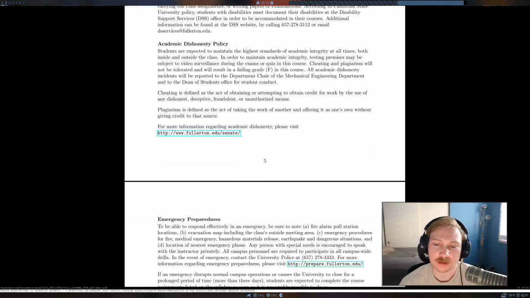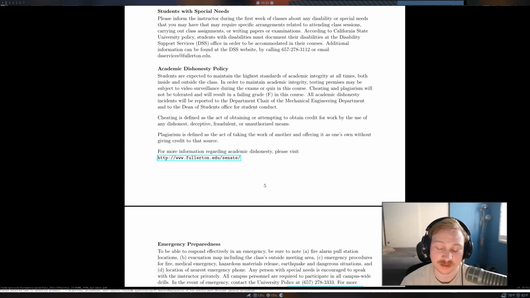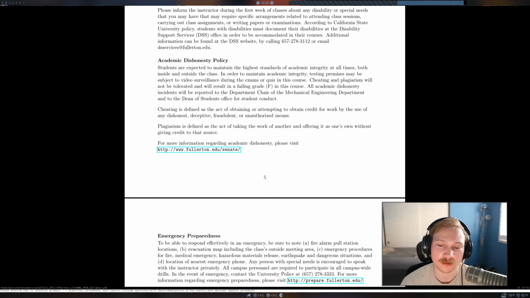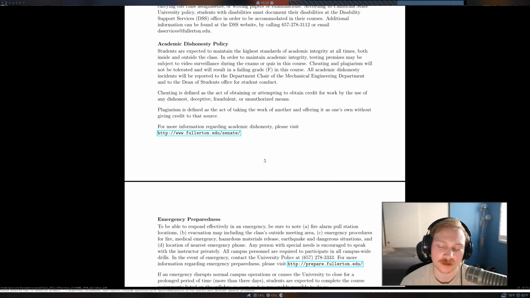Academic dishonesty, don't cheat, right? There was a bit of an issue with that for one of my classes last semester. Not for a lab, but make sure you don't cheat. It's going to be a pain in the ass for you. It's a pain in the ass for me. Just don't cheat.